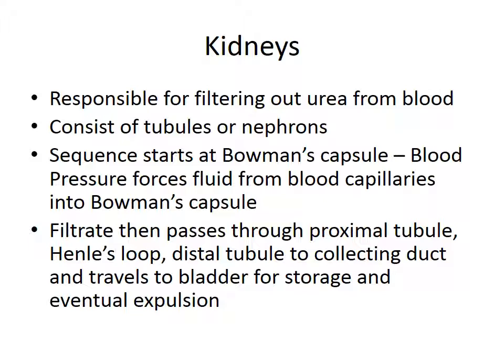Filtrate will never have red blood cells. It will only have everything else except red blood cells. The filtrate will then pass through the proximal tubule, Henle's loop, distal tubule, to the collecting duct, and then travel to the bladder for storage and eventual expulsion. And let's look at every step of this.